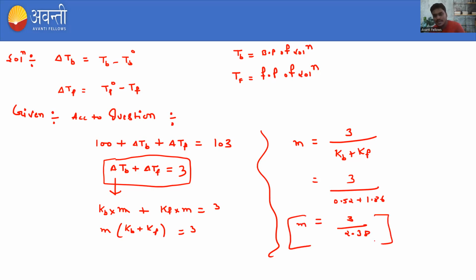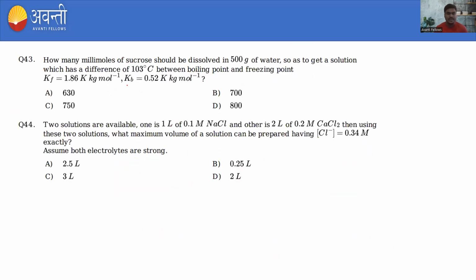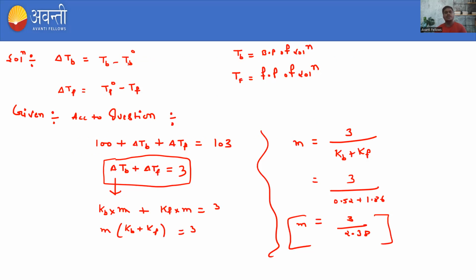Did everyone understand? How will you calculate the molality? Because we know delta Tb and delta Tf, each is a constant into molality. So according to the question, the difference between the boiling point and freezing point of the solution is 103 degrees. So we just calculate this value and we get the molality.